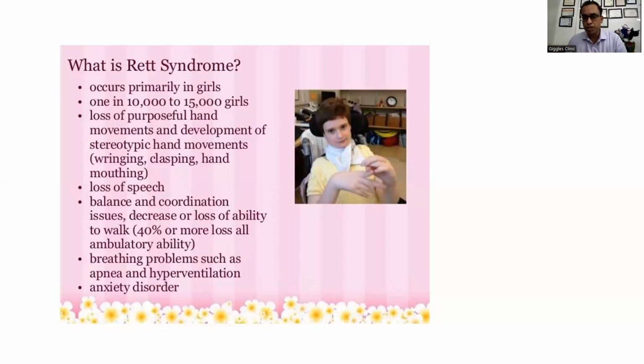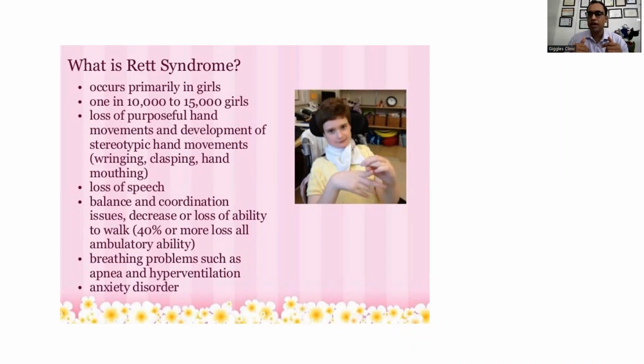There will be loss of speech, there will be coordination issues, there might be sensory issues, there might be breathing difficulties, anxiety issues. So if you see, all those pictures are typically mimicking that of an autistic child. So that is why it comes in autism spectrum disorder. But practically, again, we don't include it theoretically under autism spectrum because it exclusively happens in females.